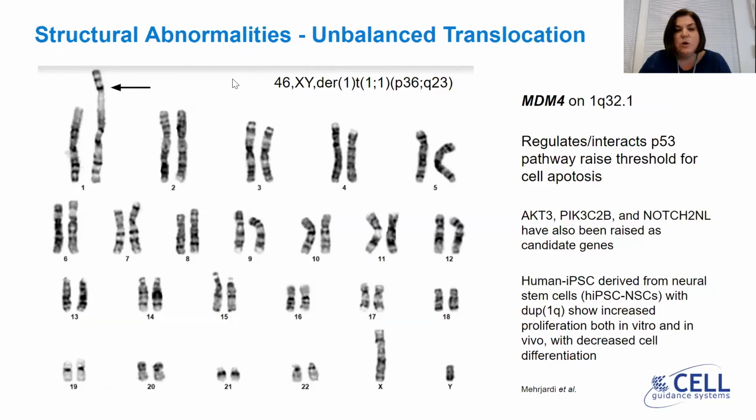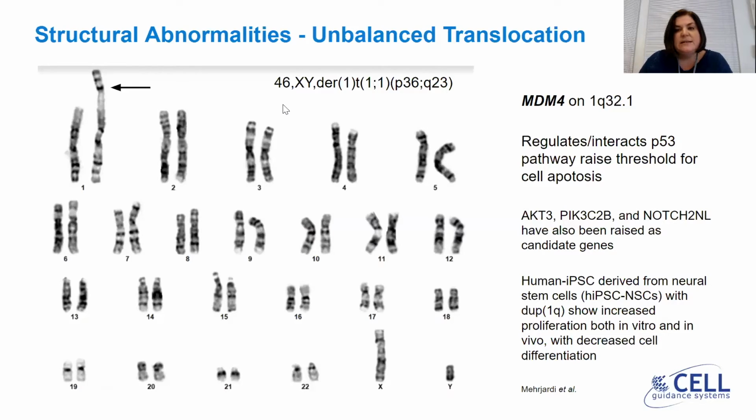The ISCN at the top is telling us that this cell has 46 chromosomes. It's a male cell. It has a derived chromosome 1 from a translocation between two different chromosome 1s, where material from the long arm of one chromosome 1 has translocated onto the short arm of the other. What this results in overall is trisomy, or 3 copies, for that chromosome 1q material, and you can probably see that from the banding pattern.